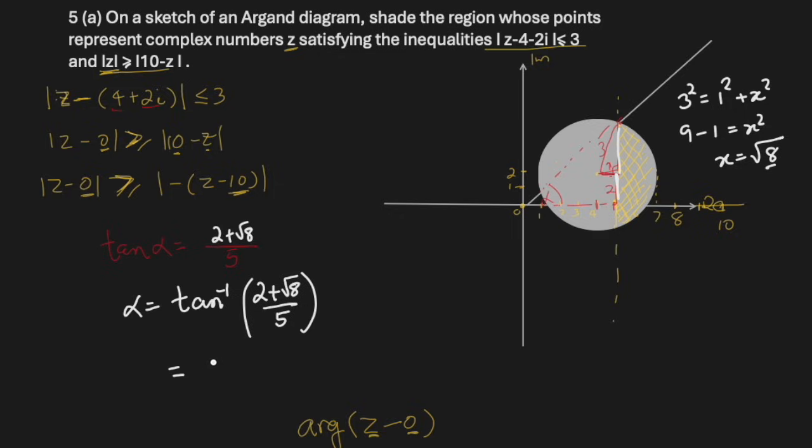What I'm getting here is 0.767 something radians, so I'll say 0.77 radians.